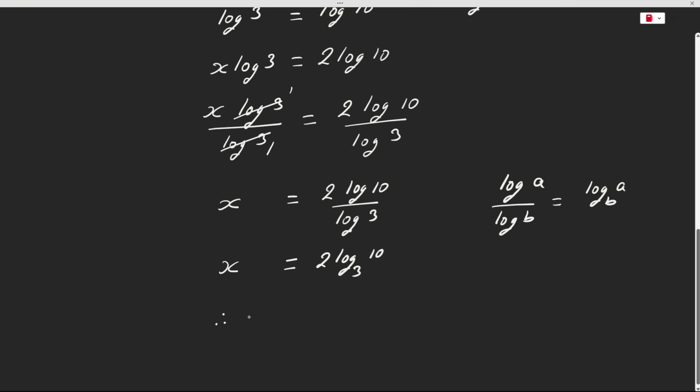Therefore x equals 2 log of 10 at base 3. This is our final solution.